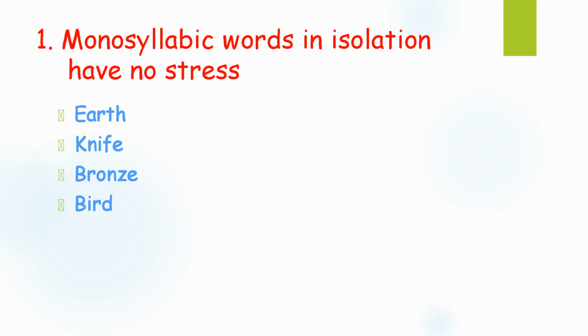For example, I have given you monosyllabic words. You can write any number of monosyllabic words. Earth. And don't feel that since only one syllable is there, that syllable should be stressed. Not like that. Knife. No stress will be there even on the single syllable. Bronze. Bird. Like this. Please note down this rule and the examples.